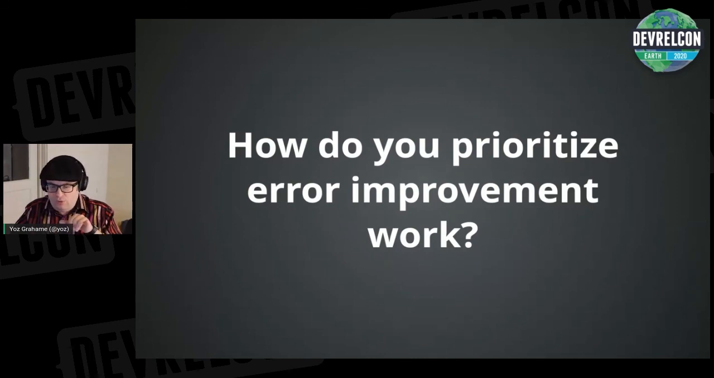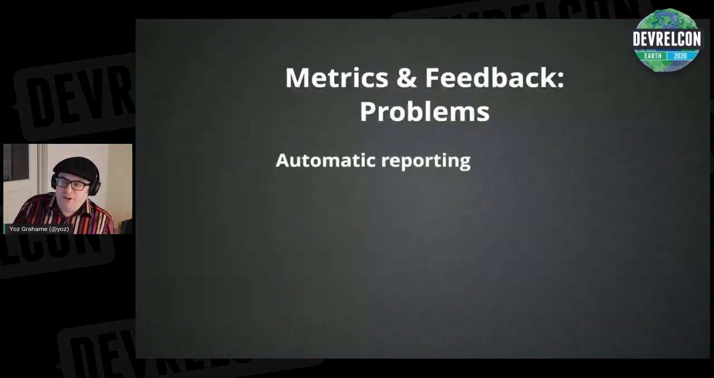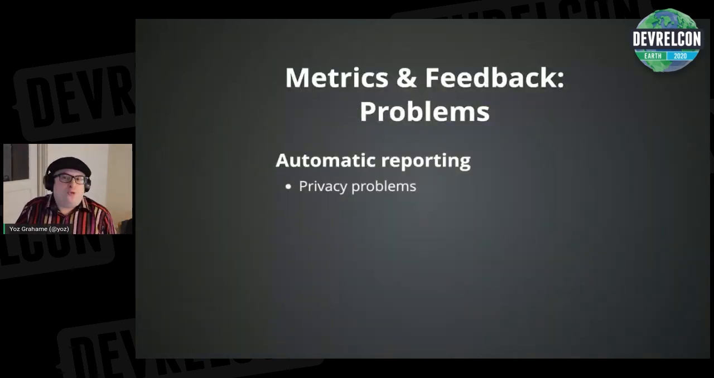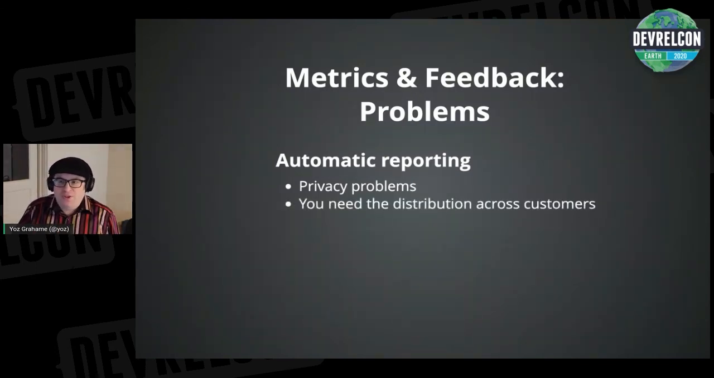Secondly, towards the end, the errors that are most likely to get trapped in logs. So I'm really running over time. So metrics and feedback. If you can get metrics and feedback from your errors, if you can get them to report automatically, that would be great, but there's privacy problems with doing that. And also you need the distribution across customers. If somebody has an error showing up in a script and that script is run thousands of times a day, that's going to imbalance your metrics.